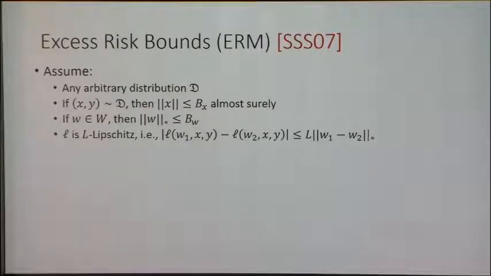So one of the most popular results here comes from this work by Shai Shalev-Shwartz and colleagues. There they say, let's say I fix a distribution D, and I'm assuming that if data points x and y are sampled from this distribution, then almost surely the norm of x is bounded by some quantity Bx. Similarly, I will focus on this fixed hypothesis class W, and I'm assuming that the norm of every vector w in this hypothesis class is bounded by Bw.